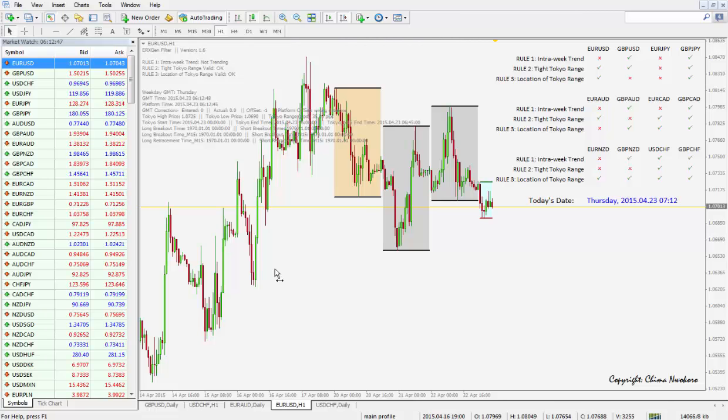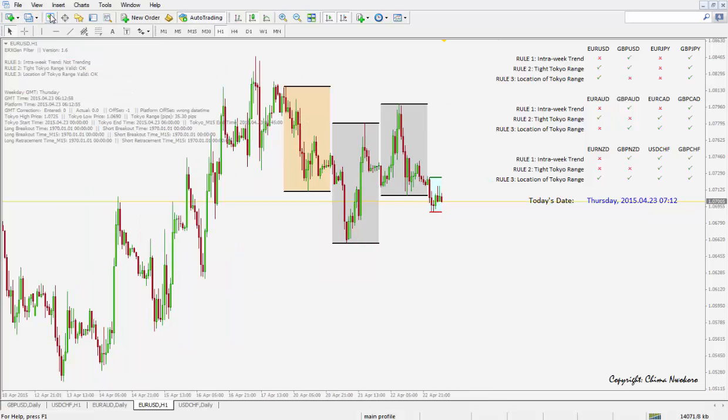This is today, Thursday, 23rd of April 2015, and the ERXGen filter shows there are 1, 2, 3, 4 potential opportunities for today, and we'll just briefly look at those.